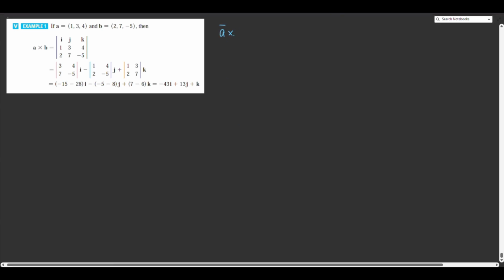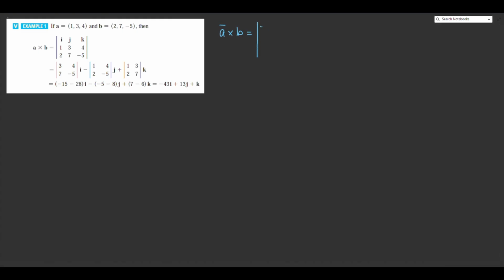So A cross B equals, so we make a determinant i, j, k. In the second row we write the components of the vector A, 1 3 4, and then come the components of vector B, 2, 7, minus 5. And now following the same process which we have discussed above, what do we get?